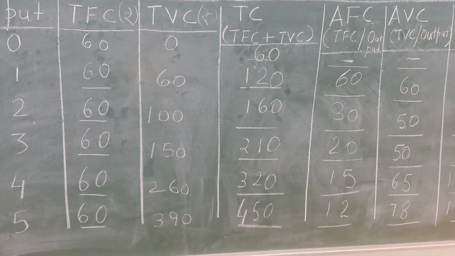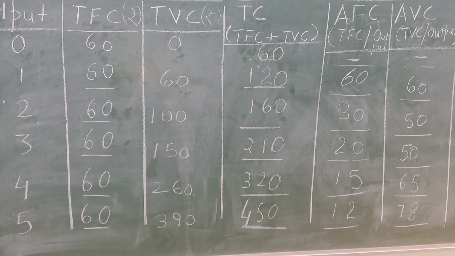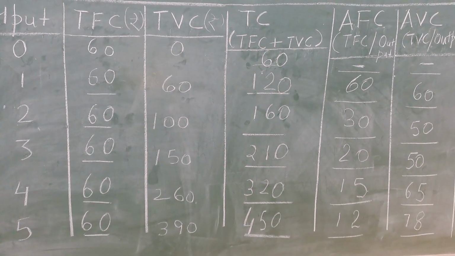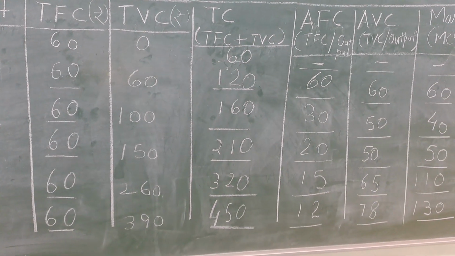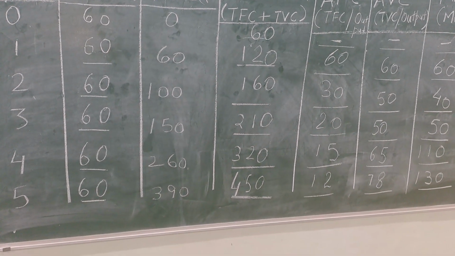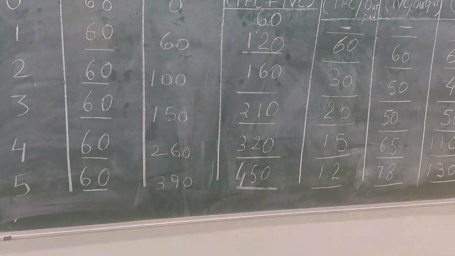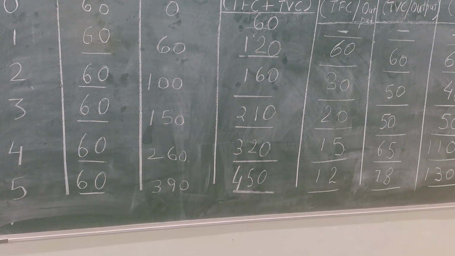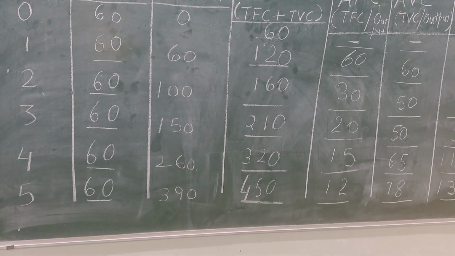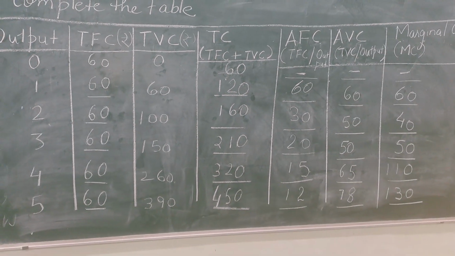Now comes average variable cost. Now average variable cost is how much? That is TVC, total variable cost divided by output. Now total variable cost 0 divided by 0 is nothing. Then you have 60 divided by 1 is 60, 100 divided by 2 is 50, 150 divided by 3 is also 50, 260 divided by 4 is 65 and 390 divided by 5 is 78. So average variable cost. Now what is marginal cost?